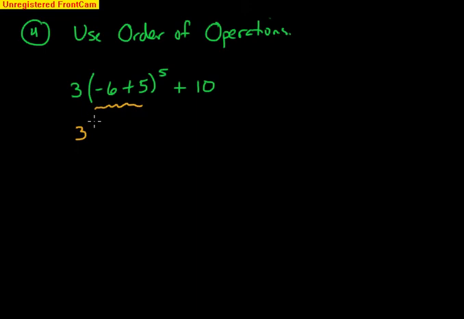So we do 3 stays out in front. I'm going to leave the parenthesis. -6 plus 5. That's 6 negatives and 5 positives. That leaves me with 1 negative after all the canceling is done. That's to the 5th power plus 10. Then we do exponents next.